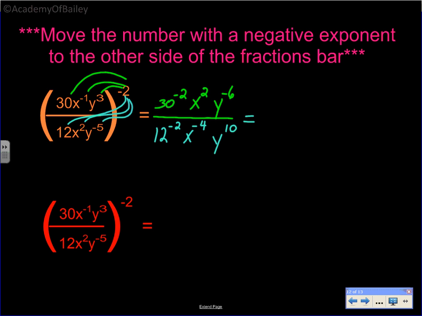If it has a negative exponent, we move it to the other side of the fraction bar. So 30 will get moved to the other side of the fraction bar with a positive 2 for an exponent. X squared stays on top because it's positive, and y to the negative 6 will move to the bottom, and it becomes a positive 6 there.